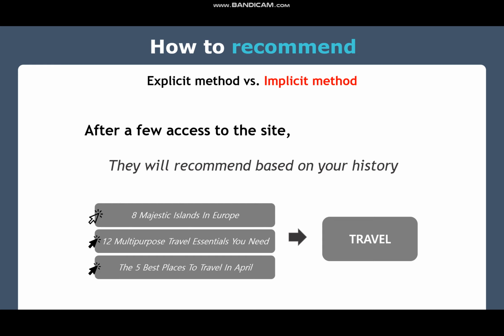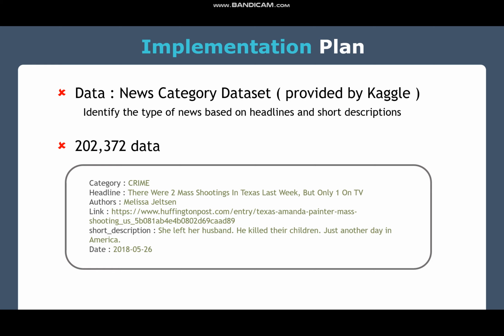Next, we will build the implementation plan. To make this recommendation system, of course, we need a lot of news data. So we found the news category data set, which is provided by kaggle.com. They identify the type of news based on headlines and short descriptions. They have about 200,000 news data, and all of them have this category: headline, authors, link, short description, and date. We can have this category and other features when we recommend the system.